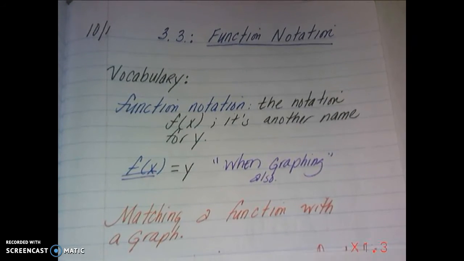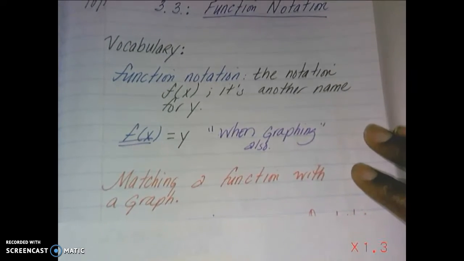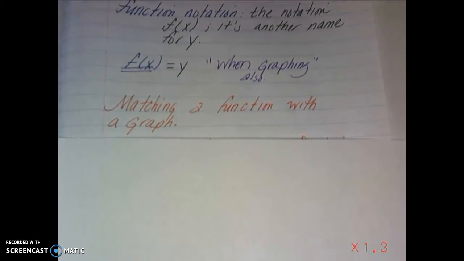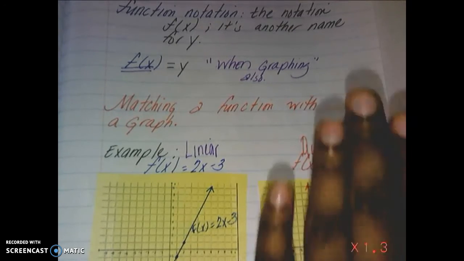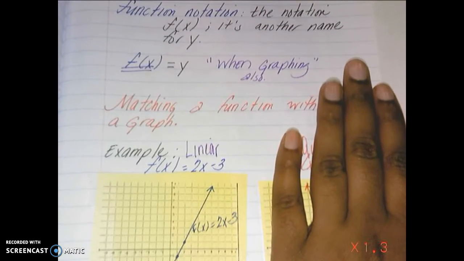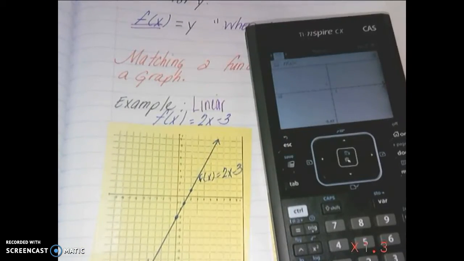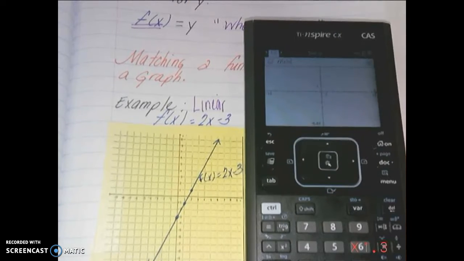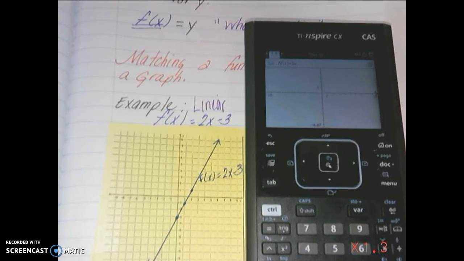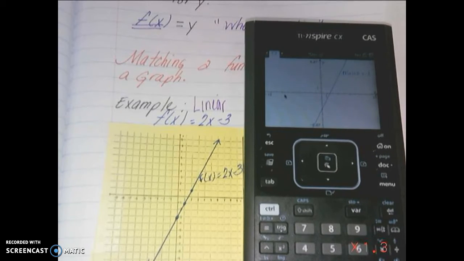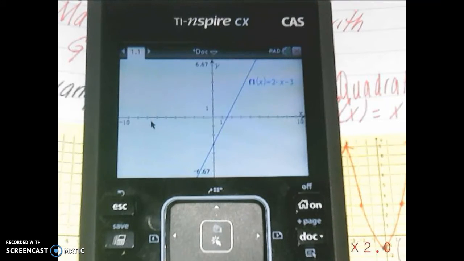So when we are matching a graph or matching a function with a graph, our first example is a linear function. So we have f of x is equal to 2x minus 3. And I know some people said earlier it was hard to see the graph. So let's put it on a calculator and see if that's easier to see. So we have 2x minus 3. And we hit enter, and that's going to be our graph. There we go. So we can see a better picture of the graph.